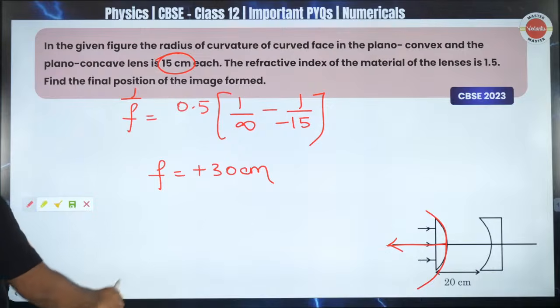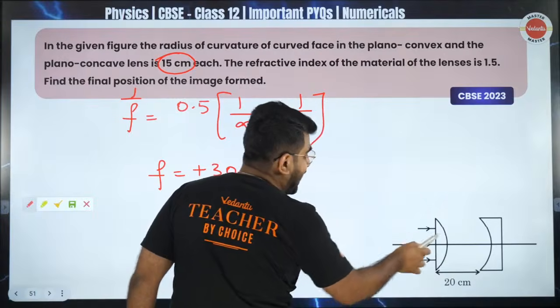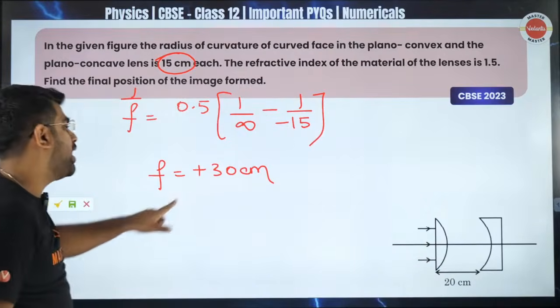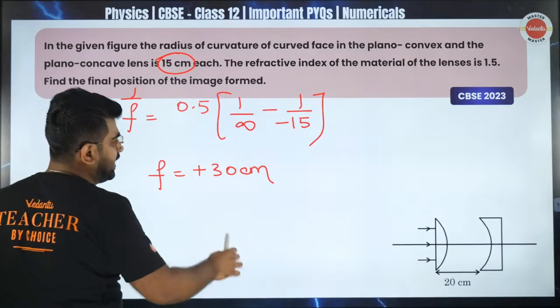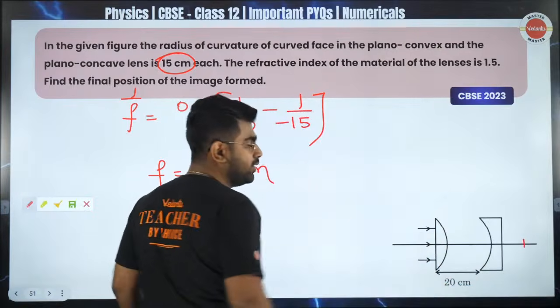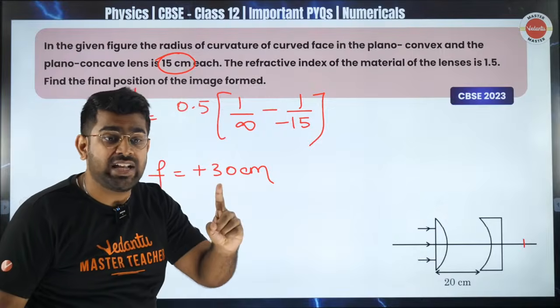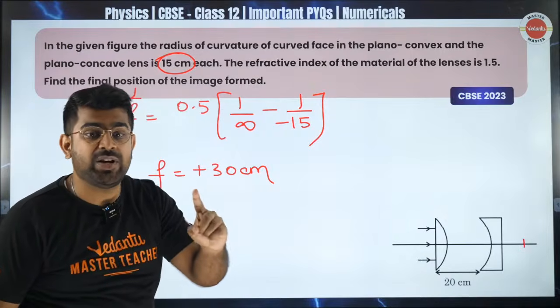Okay, wow. So the first lens is a converging lens of focal length 30. So parallel rays coming to a convex lens of focal length 30 will meet 30 centimeter away. Correct? They will meet 30 centimeter away. Are you guys able to understand?